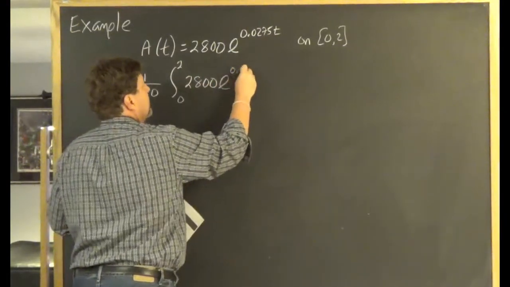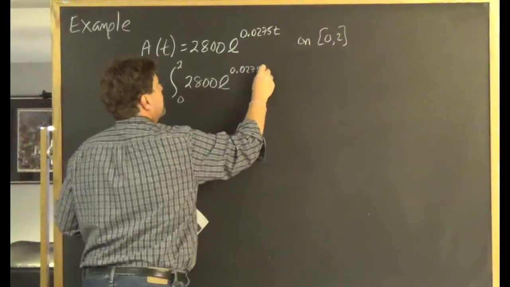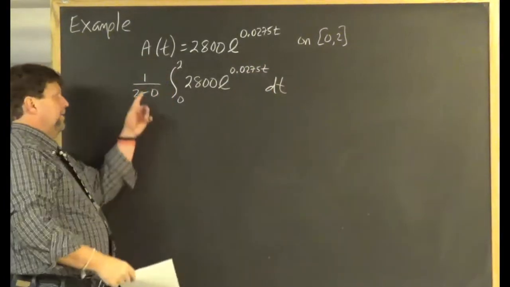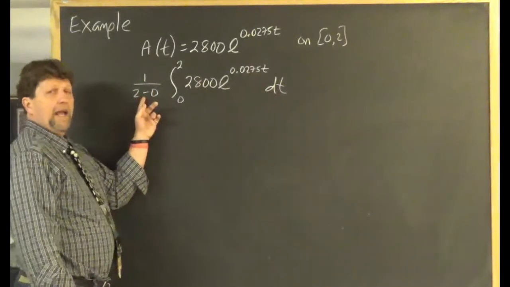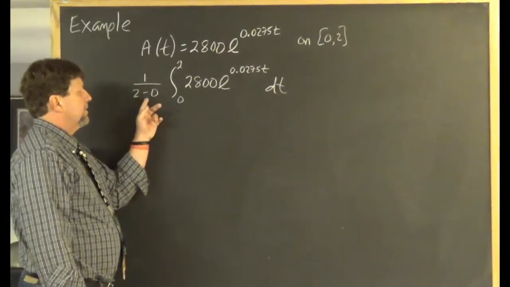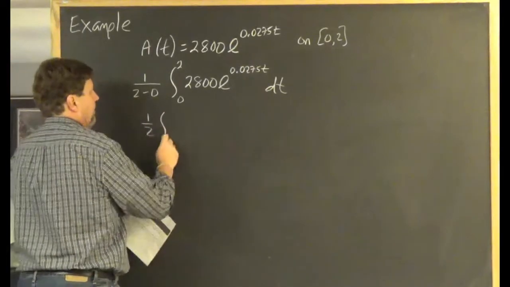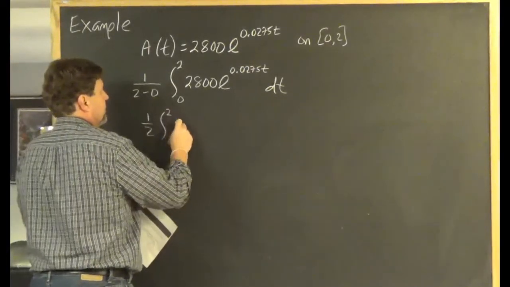2,800 e to the 0.0275t dt. And let's see, we know this is 1/2. And so I have a 1/2. Let me write that down. 1/2, the integral 0 to 2.